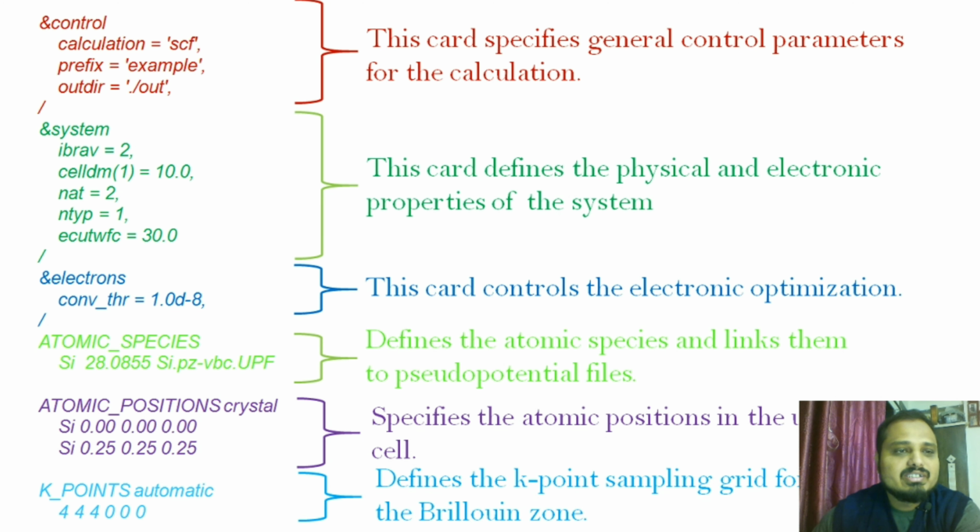Now the first card is called the control card. This card specifies the general control parameters for the calculation. The next card is called the system card. This card defines the physical and electronic properties of your structure. Next we have the electrons card. This card controls the electron optimization. After that we have atomic species. This defines the atomic species which are available in your calculation. After that we have atomic positions. This contains, for each atom, its position. And after that we have k points. This k points card defines the grid for the Brillouin zone.